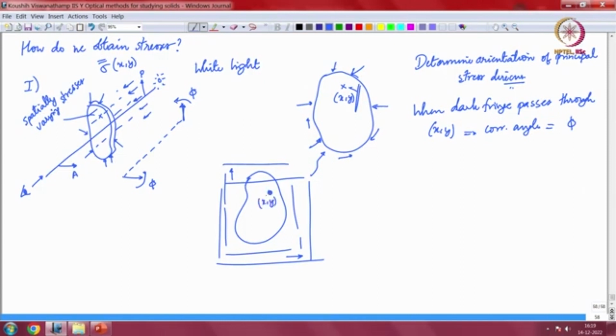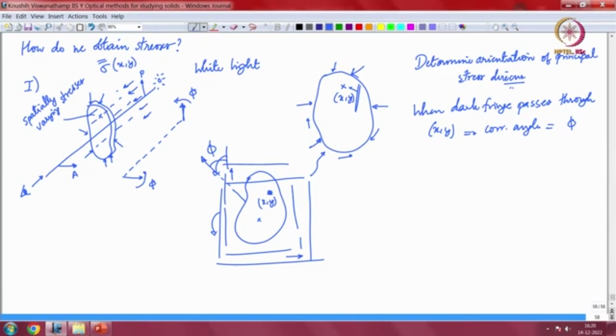So I do not know what is going on. Now I start rotating this pair with respect to this point, of course. So the direction of the polarizer is changing, the direction of the analyzer is also changing, and the point at the time, if I rotate by angle phi, now the polarizer direction is like this.